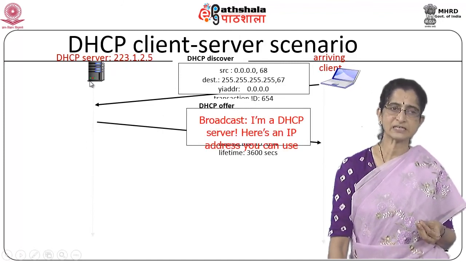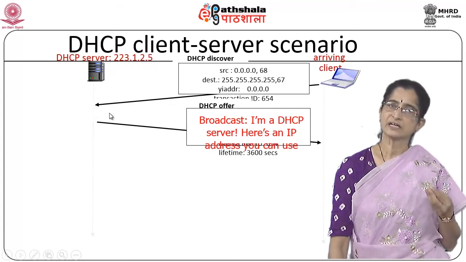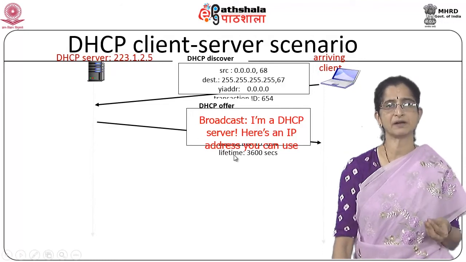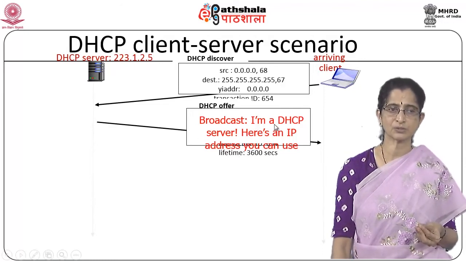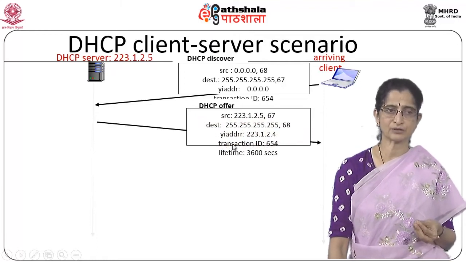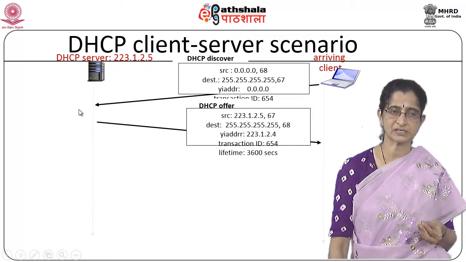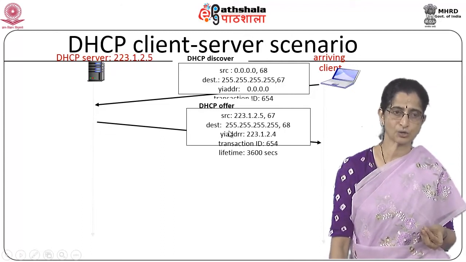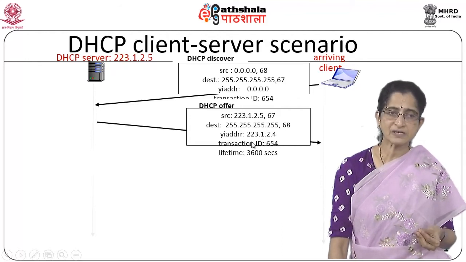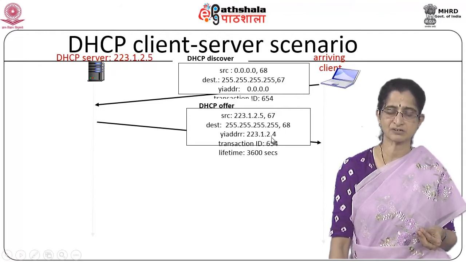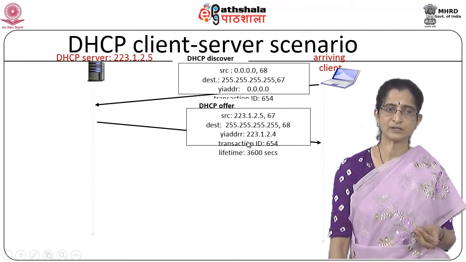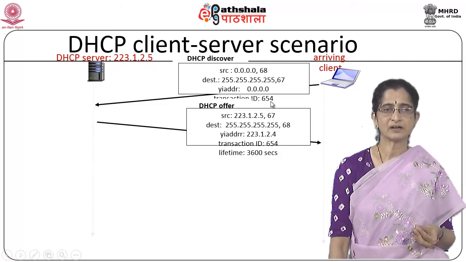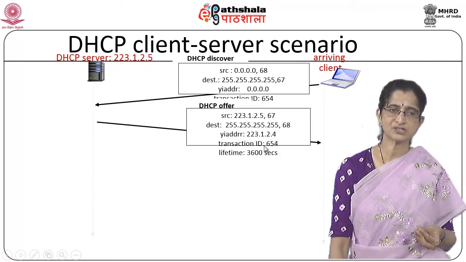Now the DHCP server, which is present there, receives this broadcast and sends back another broadcast saying, I am a DHCP server and here's an IP address you can use. If you look at the IP packet which is the DHCP offer response from the server, it will have the source address of the DNS server. The destination address is all ones, indicating that this is a broadcast, and it gives an address that the arriving client, which is requesting an address, can use. So 223.1.2.4 is the address that is given to it, and you can see that there is a transaction ID. The same transaction ID is there in both the discover message and the offer message.